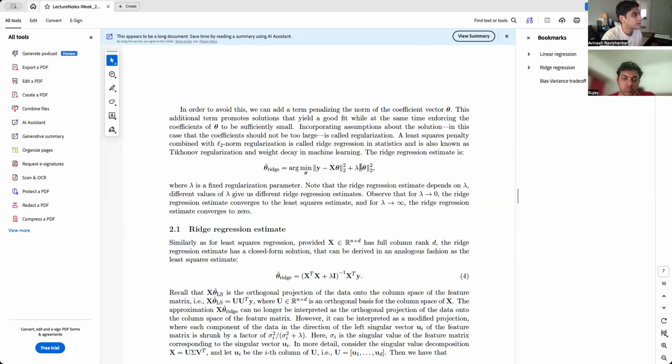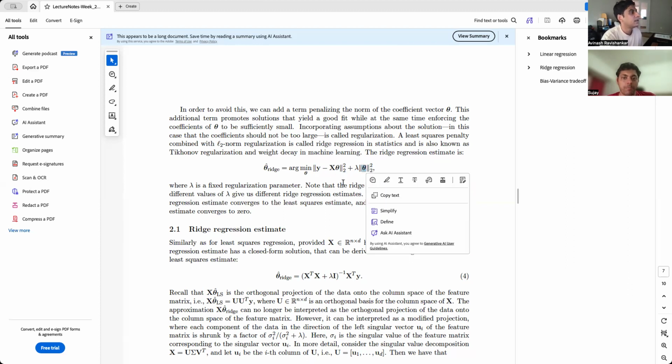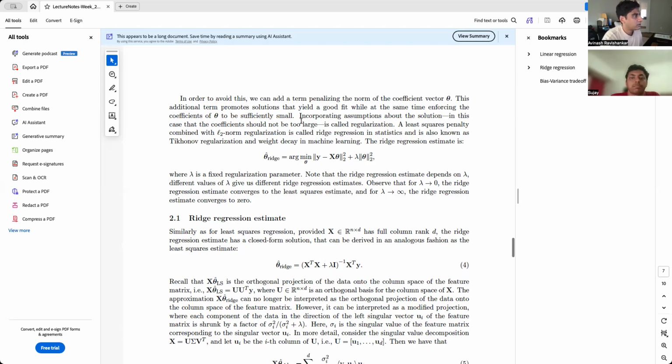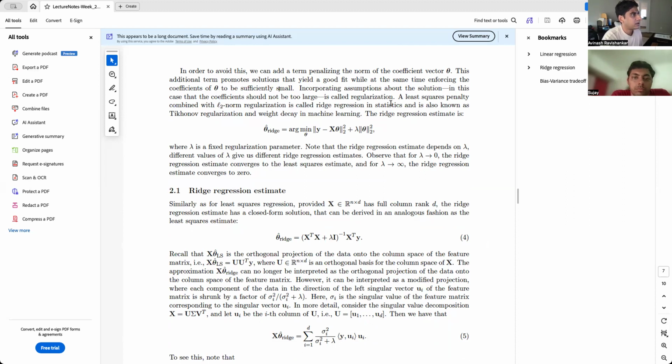Oh, that's why this is theta, because you're penalizing the norm. Large values of theta. Well, you're penalizing the large coefficients, enforcing the coefficients theta to be sufficiently small. Incorporating assumptions about the solution in this way, that the coefficients should not be too large, is called regularization. A least squares penalty combined with L2 norm regularization is called ridge regression.